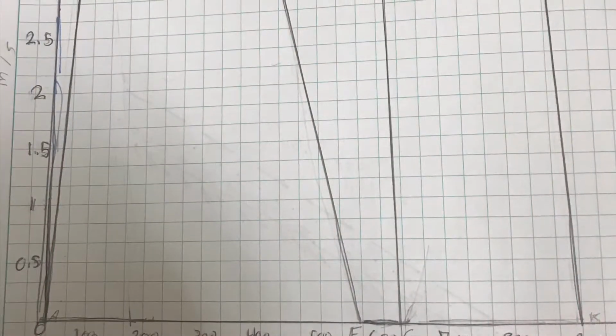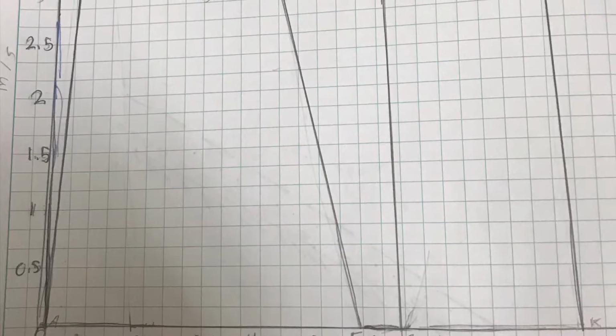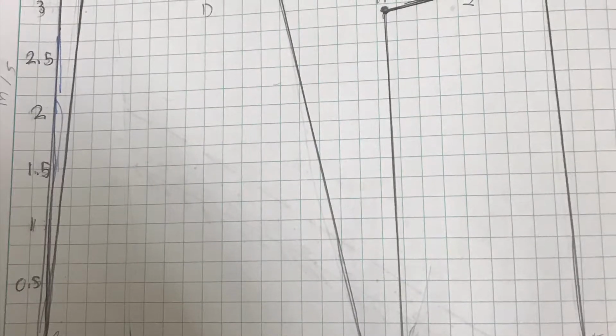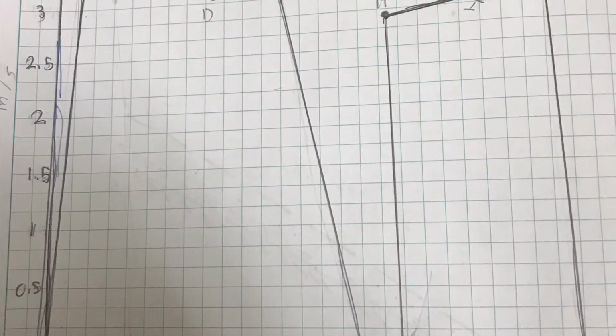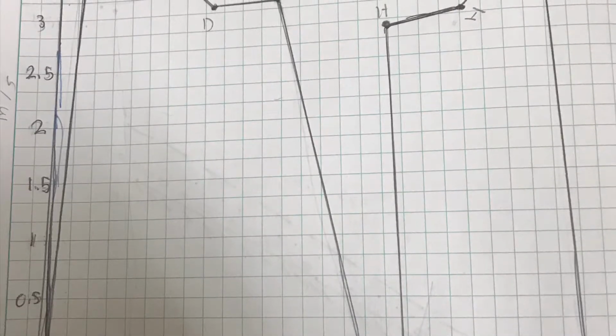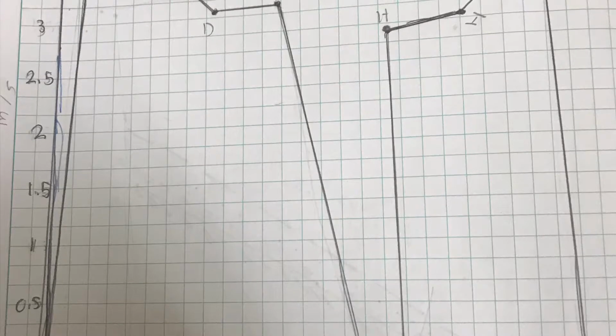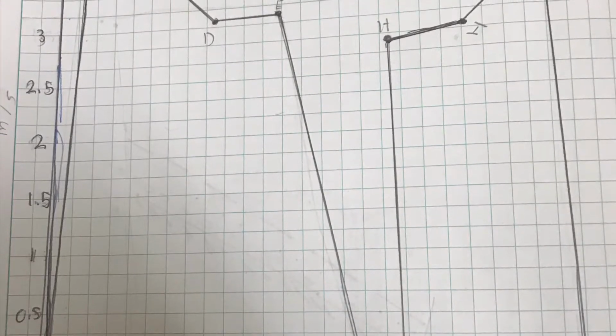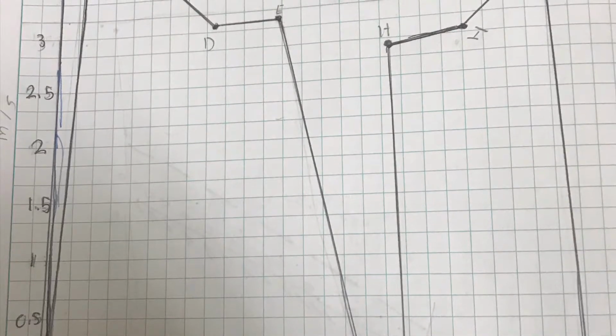So this is our final graph for our runner. From point A to point B, he was starting, so he sped up. From B to C, he was slowing down at a constant rate. From C to D, he was doing the same thing. From D to E, he was going at a constant speed. And from E to F, he slowed down to a stop, and he was resting.